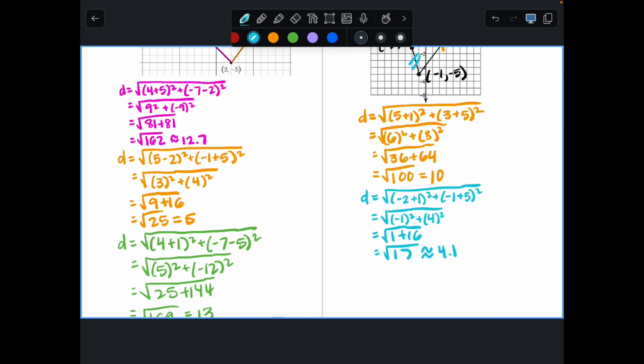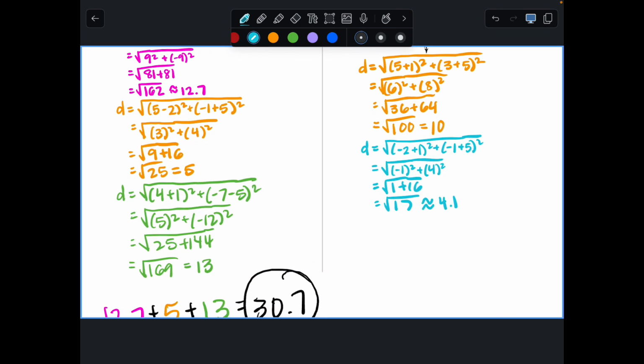All right, so now we find the perimeter. We're going to add 4.1 twice and 10 twice.